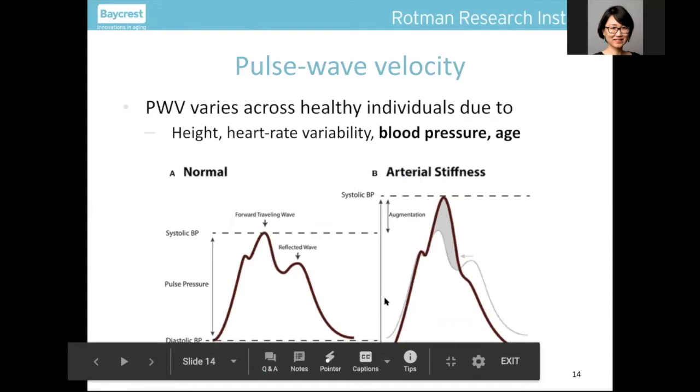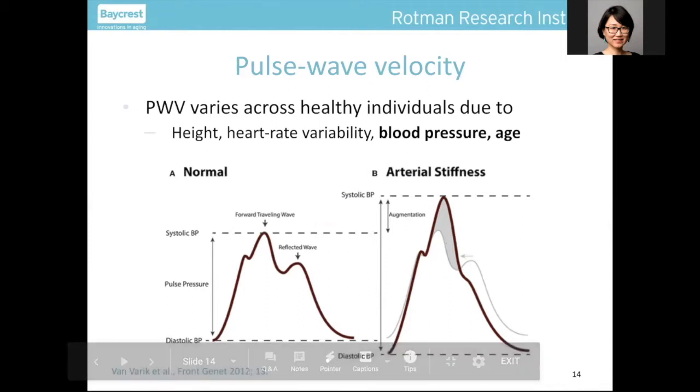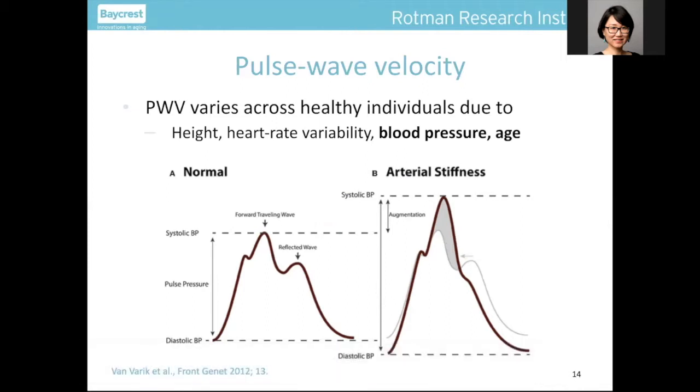In healthy controls, we see the pattern on the left. This is in contrast to the pulse wave pattern for those with arterial stiffness. You can see this increased velocity and increased pressure. This is something that happens with aging, but it also varies with height and heart rate variability. So there is that caveat that those who are taller tend to have higher pulse wave velocity, but at the same time, our driving variable in this case is age.